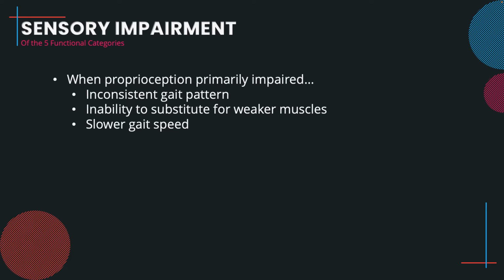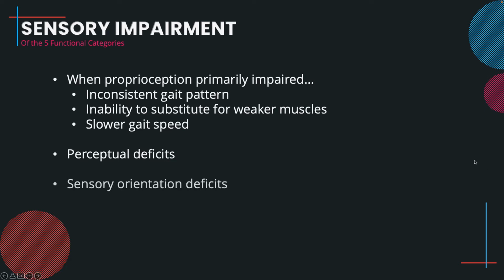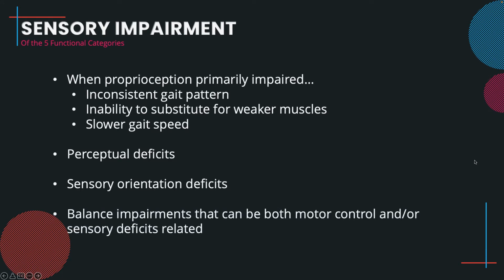Proprioceptive testing is crucial to the assessment of gait. You should really only be grading somebody as having normal proprioception if they are consistently giving you correct and rapid results. They could also have perceptual deficits, so they might have gross proprioception intact, but their higher level processing may be affected, and that corresponds with your brain injury course. They can also have deficits with sensory orientation and balance impairments that can be a result of both issues with motor control and sensory deficits.